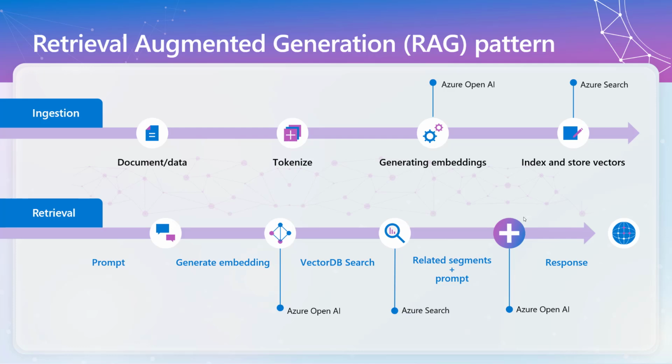Then the next process is all about, how do I use this data? How do I retrieve or search for it? That takes place through a prompt where you are expressing some sort of intent or utterance. And as a result, you hope to get a response back. This becomes a multi-stage process where embeddings need to be generated, a vector DB is searched, and then related segments and prompt are provided to the Azure OpenAI service, and a response is provided back that hopefully is meaningful to us.